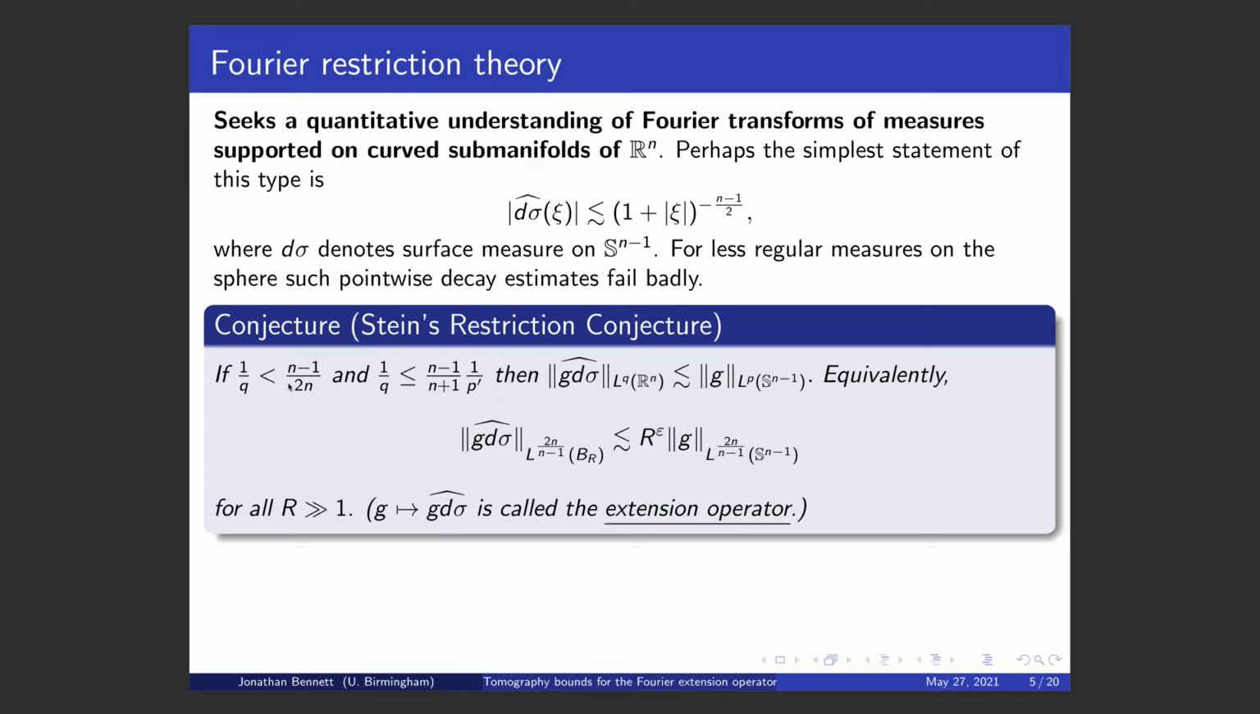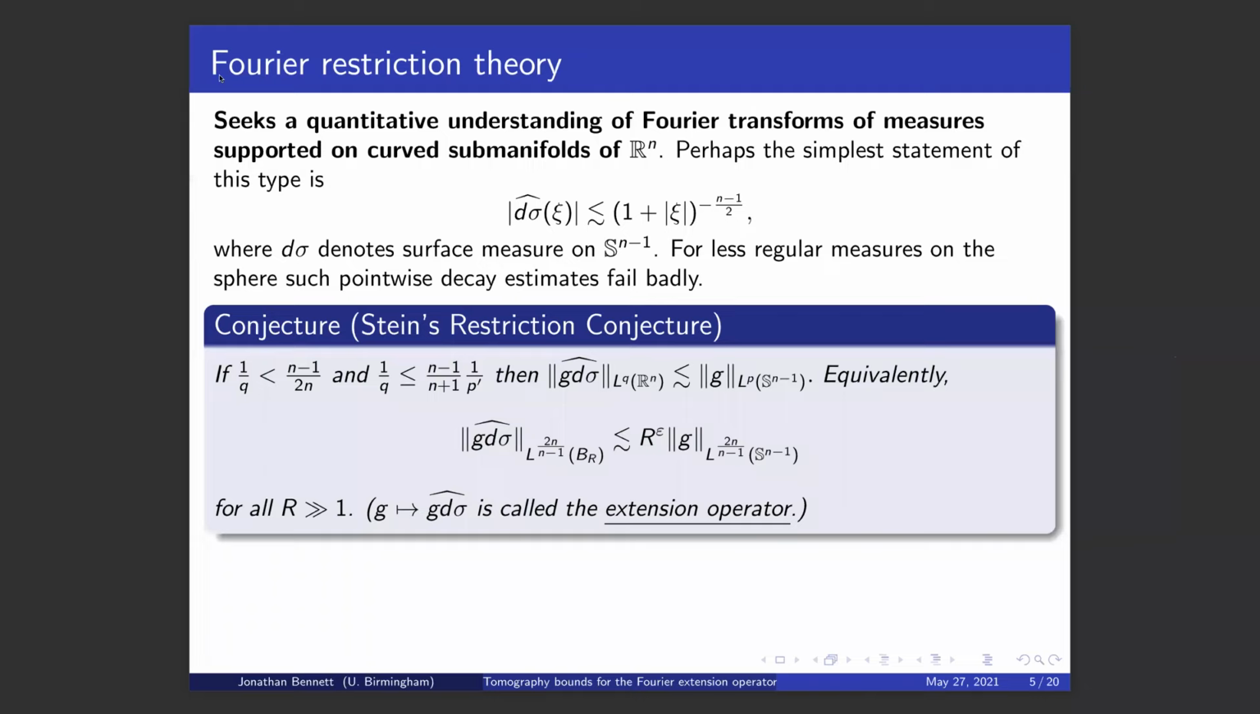And there is a certain endpoint estimate which just fails, modulo an epsilon loss here, that this operation mapping g to g dσ-hat should be bounded on L^{2n/(n-1)}. And here, let me just clarify, B_R is a ball of large radius R, and we're allowing some blow up of the order of R^ε for any ε positive in that truncation parameter. So the constant here is implicitly depending on ε. So perhaps if this stuff is new to any of you, one can at first reading ignore these truncations and so on. Now this mapping g to g dσ-hat is called the extension operator.